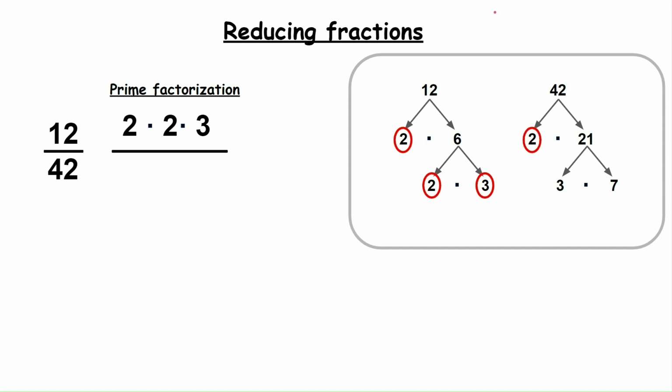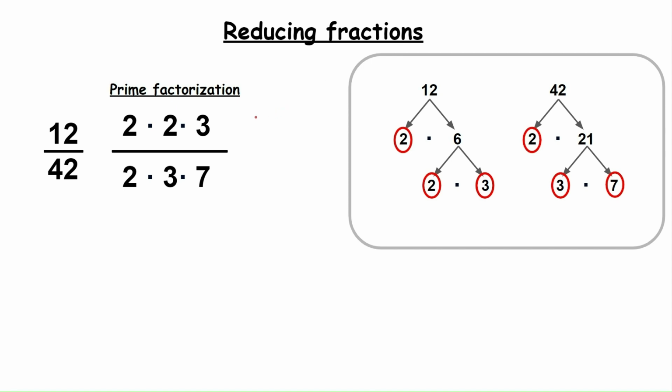And again, 3 is a prime number, and 7 only has two factors as well, so it's a prime number as well. So the prime factorization of 42 is 2 multiplied by 3 multiplied by 7. So let's place the prime factorization of 42 next to 42.